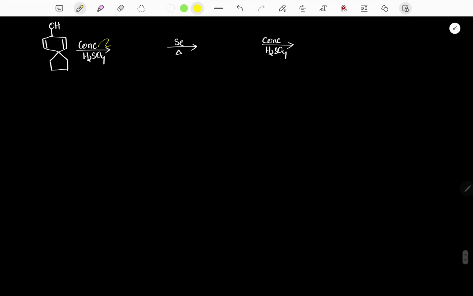The alcohol treated with concentrated sulfuric acid. So alcohol, alkene. We know that a lone pair reacts faster with H plus. Therefore, initially it forms the corresponding oxonium ion.